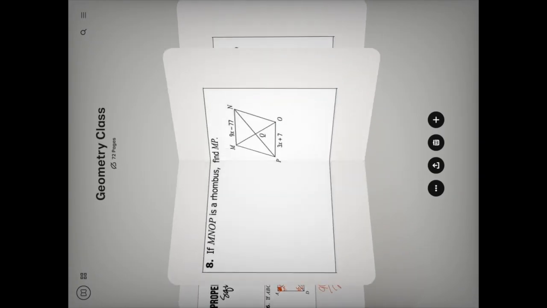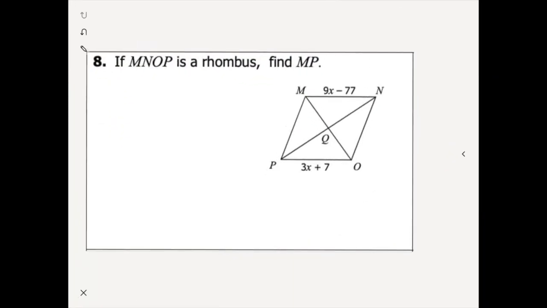Let's try another one. So this time we're going to solve for the missing side or angle measurements in either a rhombus or a square. So it says if MNOP is a rhombus, find the measure of MP. So one thing that we know in terms of the properties of a rhombus is that opposite sides are congruent. So these two are equal to each other. So we can set them equal to each other and solve for x.